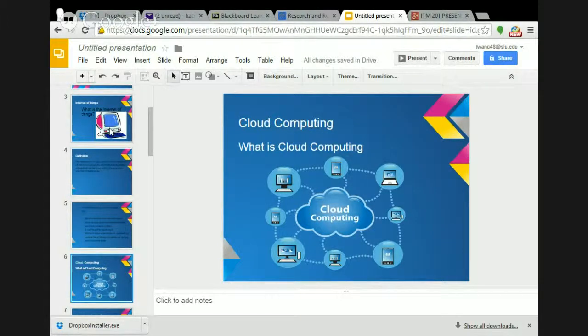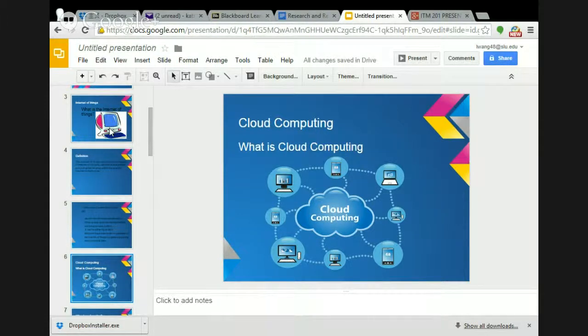And what is cloud computing? Cloud computing is the delivery of computing as a service rather than a product, whereby shared resources, software, and information are provided to computers and other devices as a utility, such as electricity, over the Internet. Clouds can be classified as public, private, or hybrid.